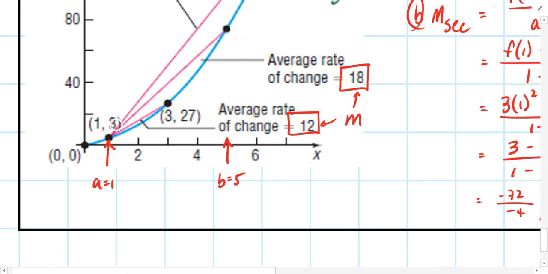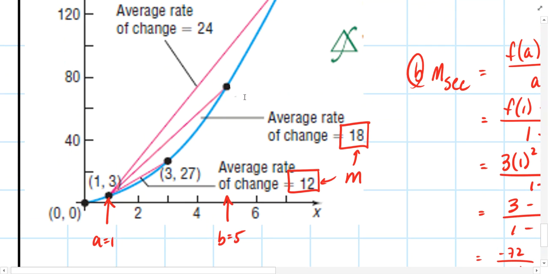And the line may not look like it has a steepness or a slope of 18 or 12, but if you take a look at the scales and you see how the x-axis and the y-axis are scaled differently, hopefully that helps you understand that we are dealing with relatively steep lines here.